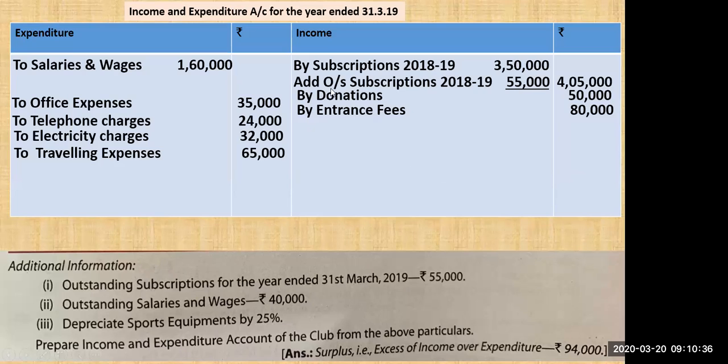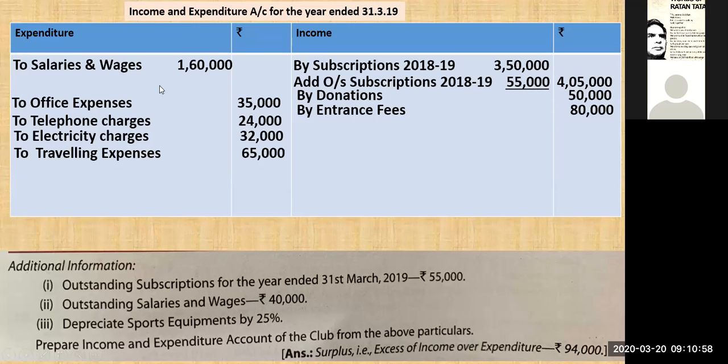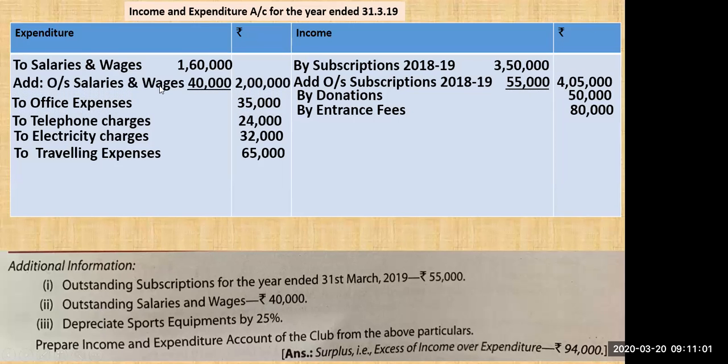ये आ गया यहाँ पे, add outstanding subscription 2018-19 55,000 and total subscription for the current year is 4,05,000. Balance sheet में ये लिख लो, on the asset side outstanding subscription 2018-19 55,000. Then next is outstanding salaries and wages. It will be added on the expenditure side. And the second effect is on the liability side of the closing balance sheet.